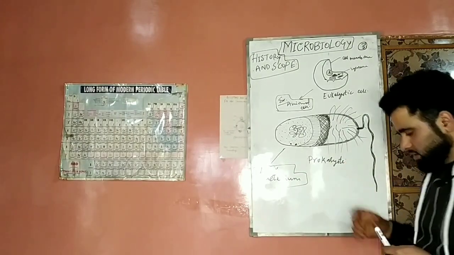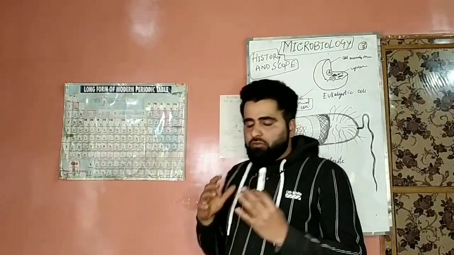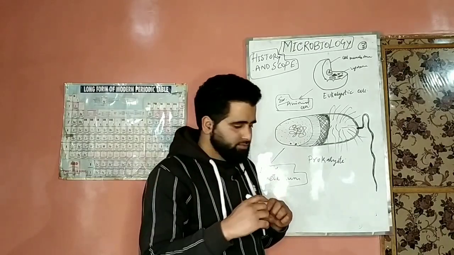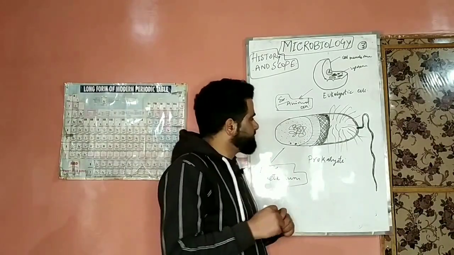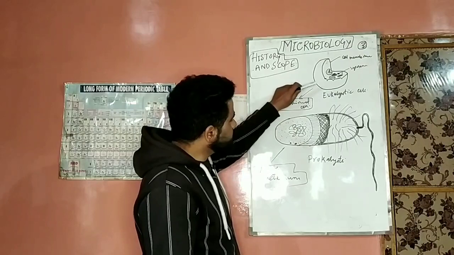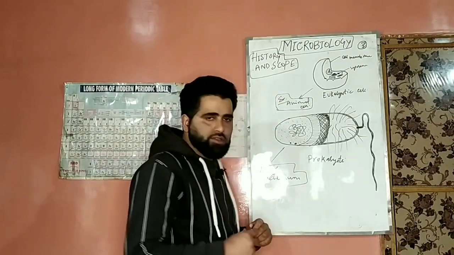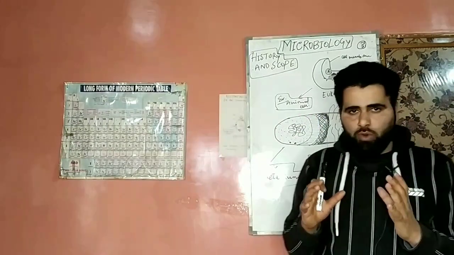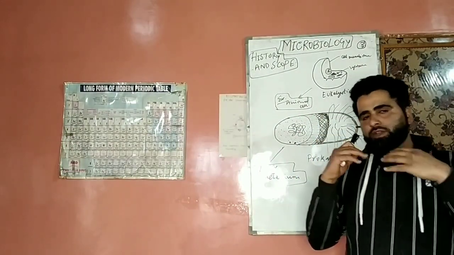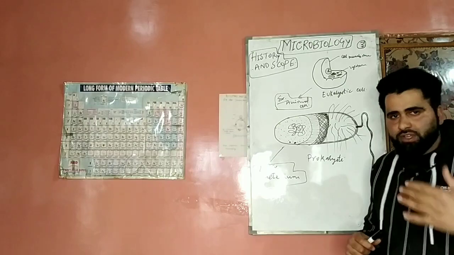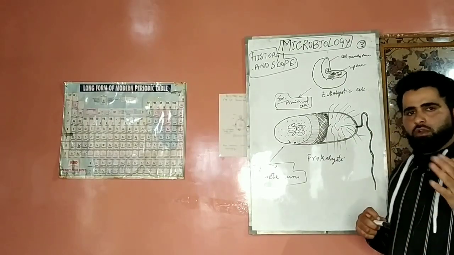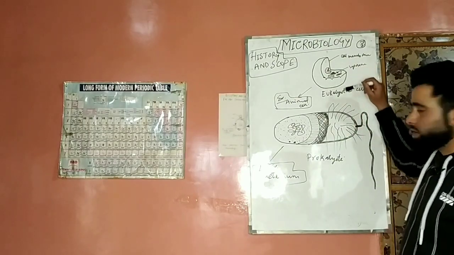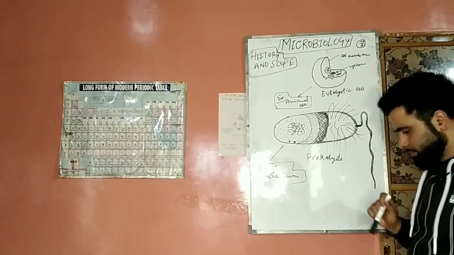In fact, prokaryotes were the first living cells on earth, almost a billion years ago. So this is a eukaryotic cell and this is a prokaryotic cell. Before going to the classification of the microorganisms used by the microbial taxonomists, or under microbial taxonomy, first we must understand eukaryotic and prokaryotic cells.